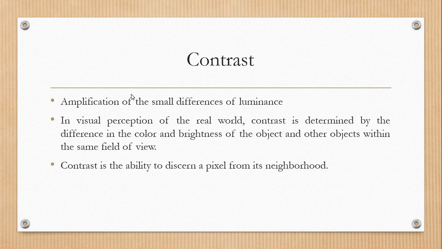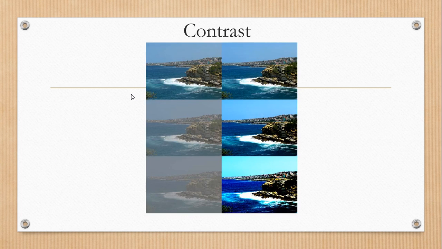Next, let us deal with the most important parameter of the quality of an image, that is the contrast. The contrast of an image is actually defined as the amplification of the small differences of luminance. So here we deal with the discernible feature of a pixel from its neighborhood pixels. In visual perception, contrast is determined by color and brightness. So this is an example of contrast.